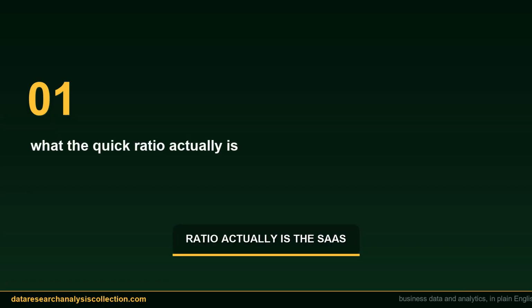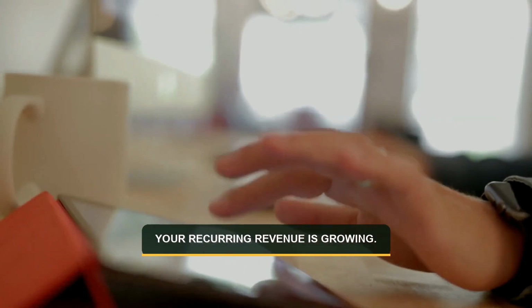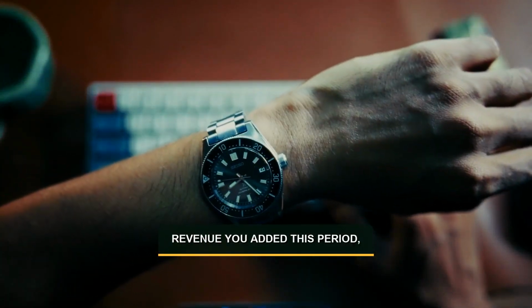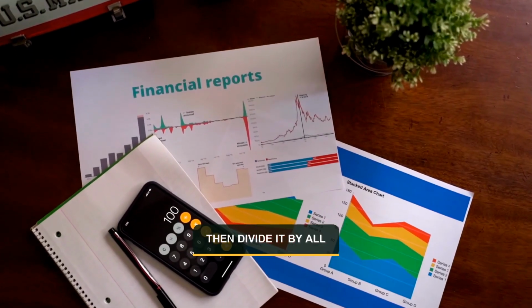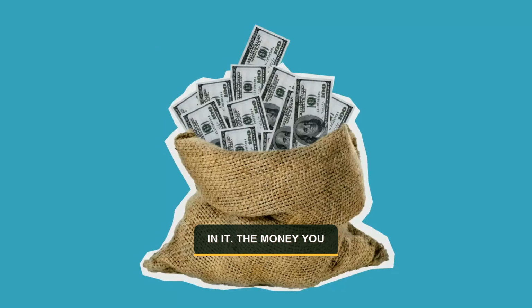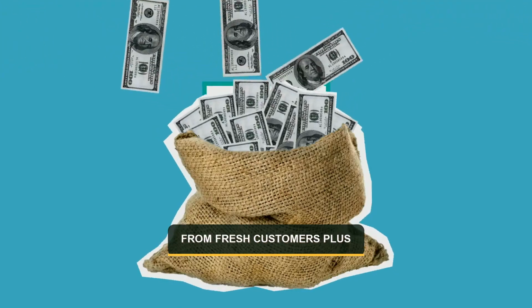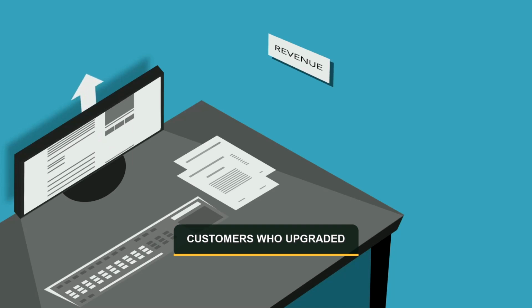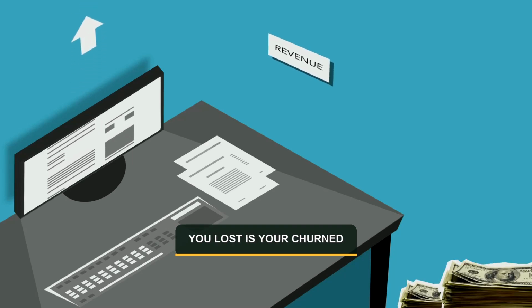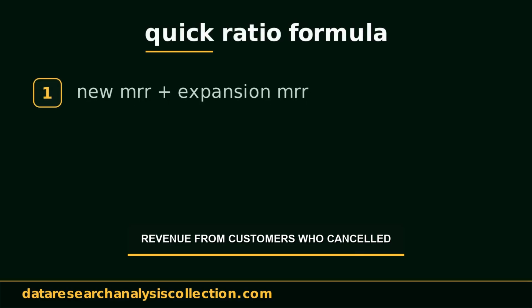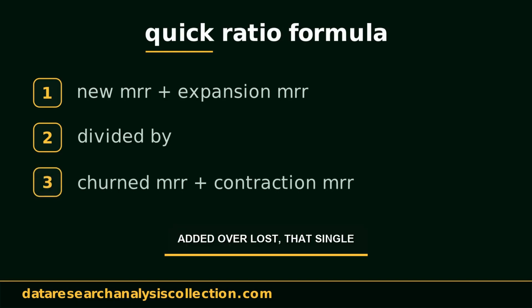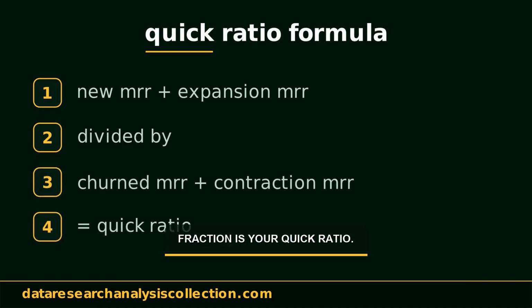What the quick ratio actually is. The SaaS quick ratio measures how efficiently your recurring revenue is growing. The formula is short. You take all the recurring revenue you added this period, then divide it by all the recurring revenue you lost in it. The money you added is your new revenue from fresh customers plus your expansion revenue from existing customers who upgraded or bought more. The money you lost is your churn revenue from customers who cancelled plus your contraction revenue from customers who downgraded but stayed. Added over lost. That single fraction is your quick ratio.